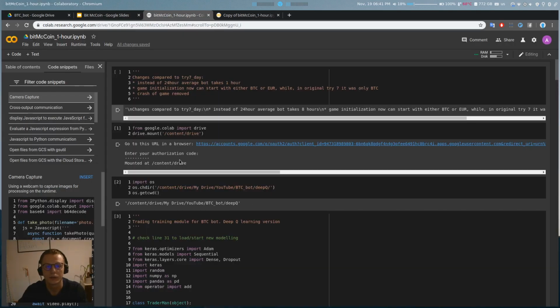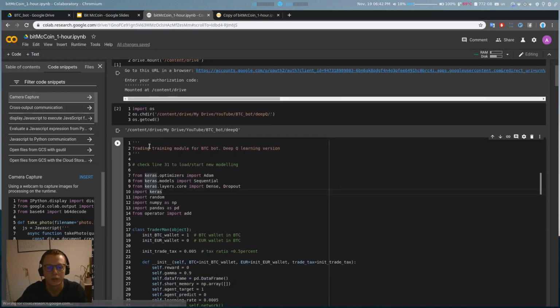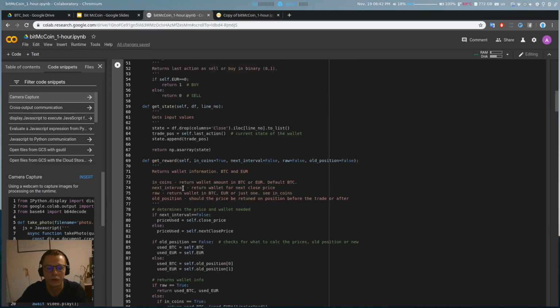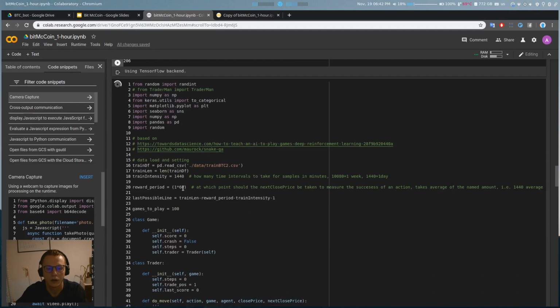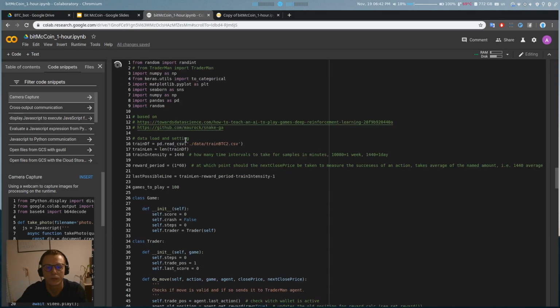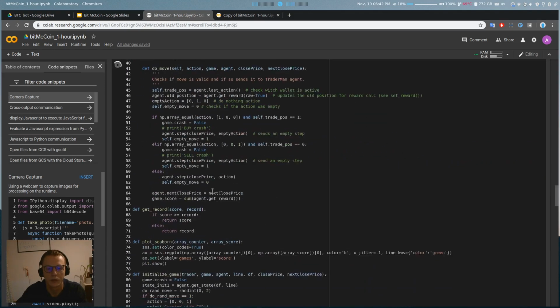So here you can see the Jupyter notebook for the BitMacoin training. And for the start, there's not really much to say. I just set up the environment. Then there is the trading module. And afterwards, there is the actual training module.